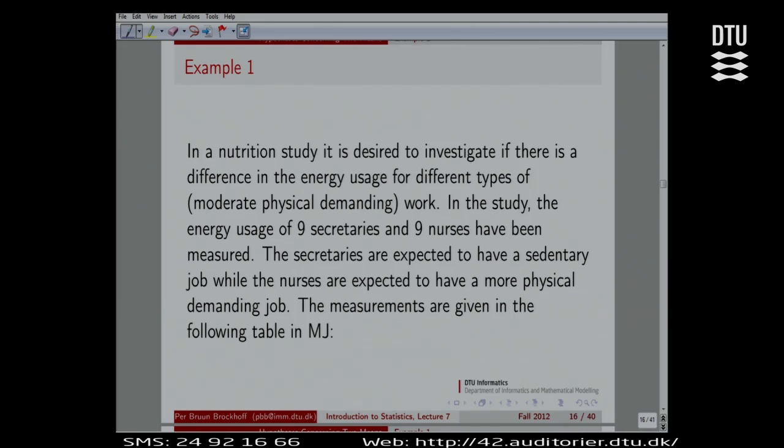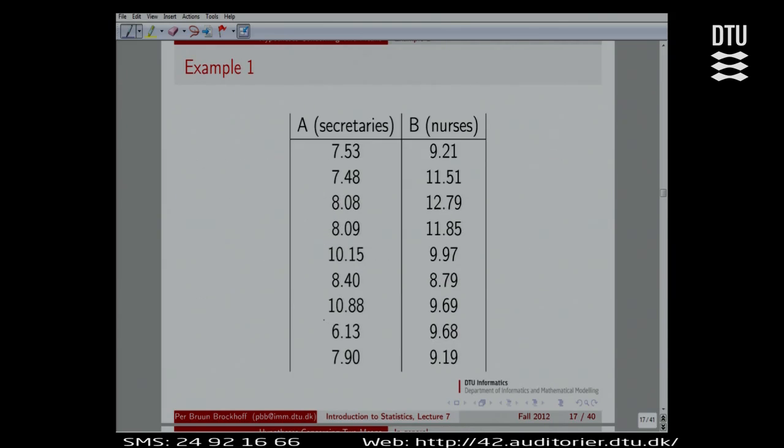A small example for us to be able to play around with. It's a study designed to investigate if there is a difference in energy usage for different types of work. In this case, we are looking at 9 secretaries and 9 nurses that have been measured, their energy expenditure. The measurements are given in the following table. We have 9 secretaries here and 9 nurses. Now there's the same in numbers.